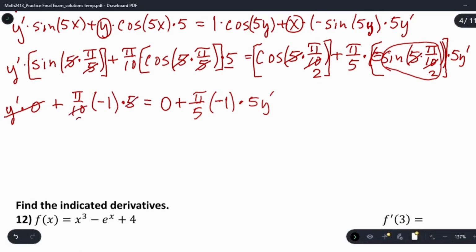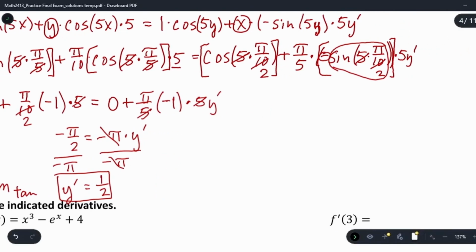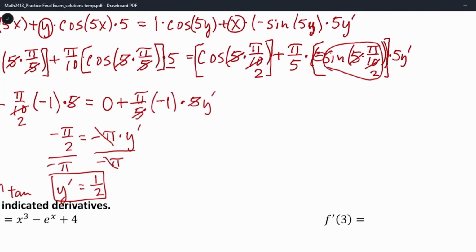5 goes into 10 2 times, giving us negative pi over 2. On the other side, these 5's cancel, giving us negative pi times y prime. If we divide both sides by negative pi to isolate the y prime, we're going to get that that is positive half. Now that is also the slope of our tangent. And now we can use the point slope form to get the equation of the tangent line.